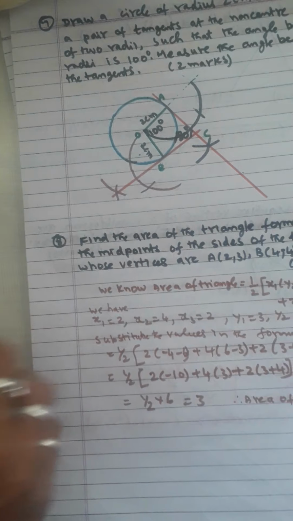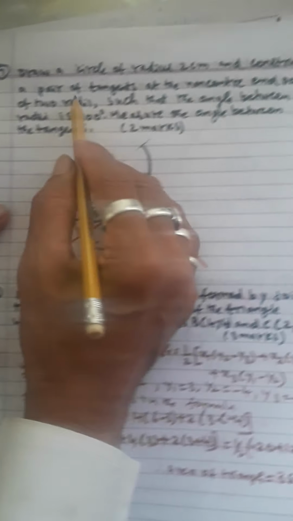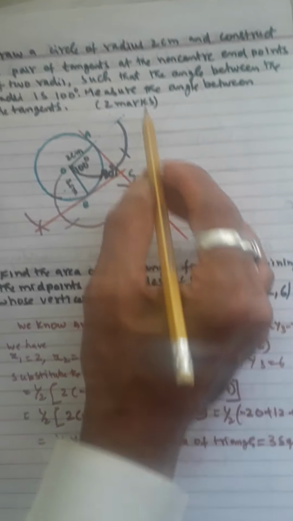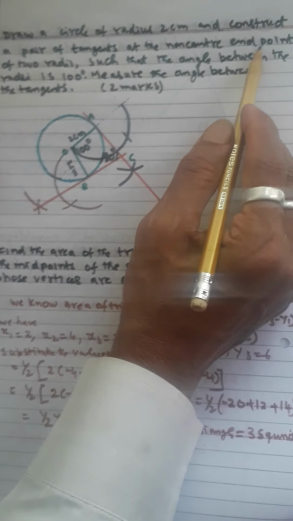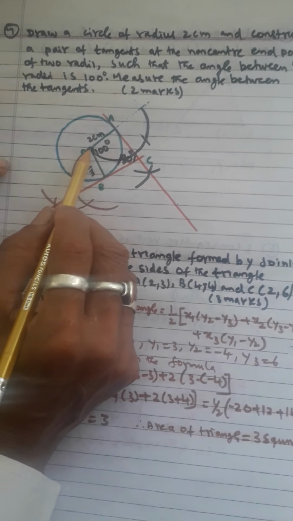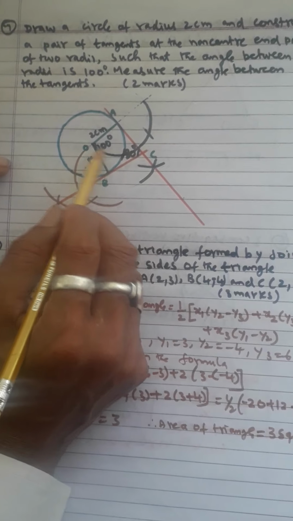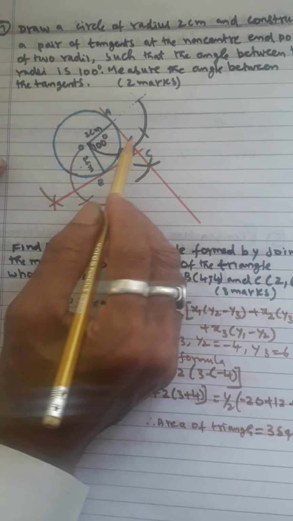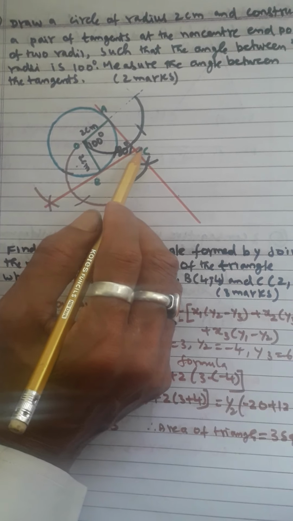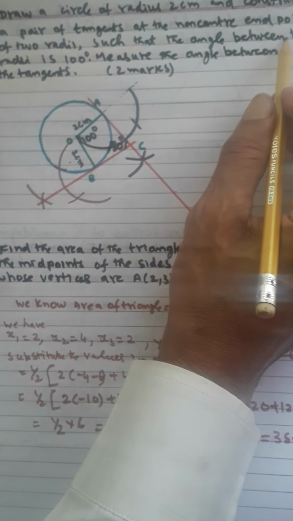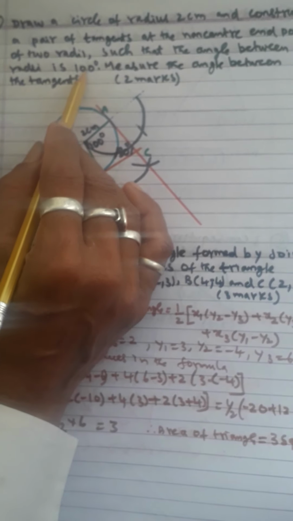After you have drawn, what is the question saying here? Construct a pair of tangents. You have to draw the tangents for the circle. The endpoints are non-center, not at the center, though in the previous sum we saw it from the center. From non-center you have to draw the two tangents, by taking the radii. The angle between the radii is given as 100 degrees.